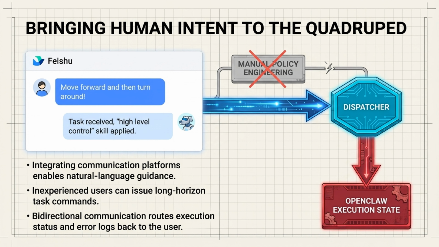What does this mean for the user? It means we can bring human intent directly to the quadruped. You don't need manual policy engineering anymore. Inexperienced users can just type, move forward and then turn around. The dispatcher catches this natural language guidance, applies the high-level control skills, and routes the OpenClaw execution state, plus any error logs, right back to the user in the chat.